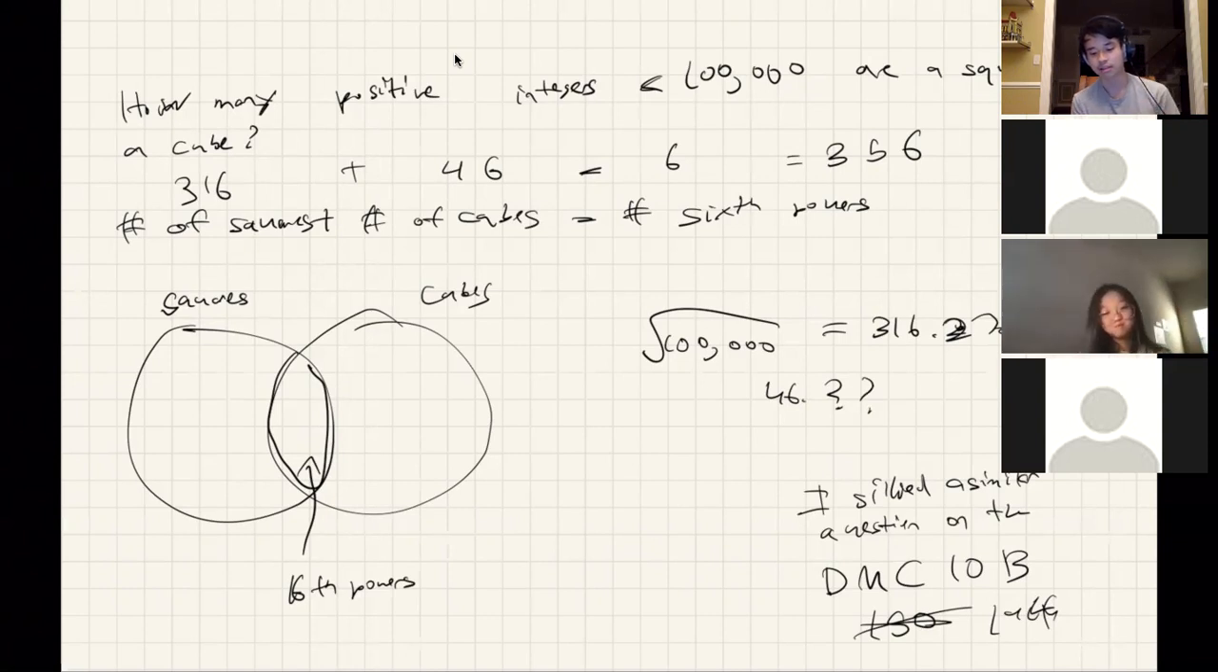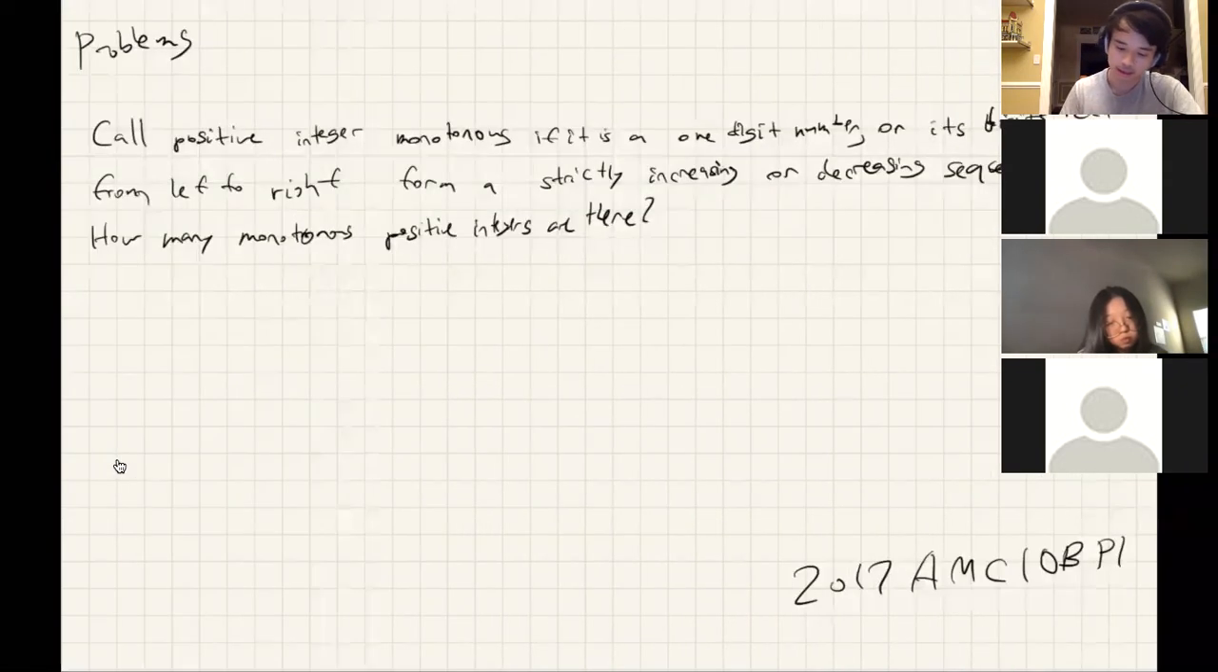How many positive integers in this range are a square and/or a cube? Maybe it would have been more obvious if the question had said "and/or a cube." A lot of people are just going to forget that a number can be a square and a cube. What a concept. So anyways, 356 is the answer to this question. On to another example.